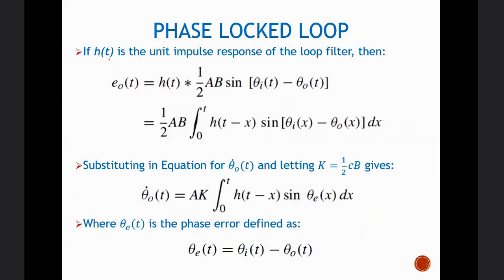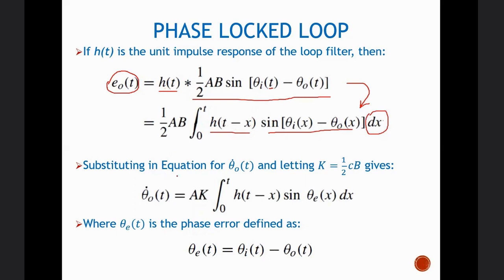Let's say h(t) is the unit impulse response of the loop filter. Then the effective output of the filter is the convolution of h(t) with the effective input of the filter, right? It's a convolution between these two because it's in time domain. The formula for convolution is written here. We have the change of variables and the reversal of h(t), which is represented by h(t minus x), and the new variable is now dx.